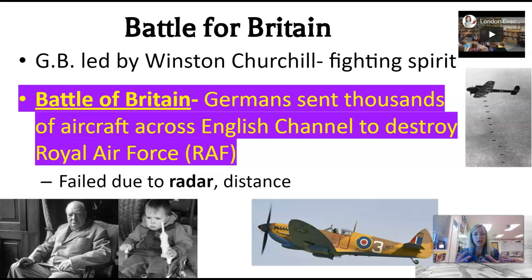Prepare for an invasion, destroy the Air Force so that Germany can actually invade by sea. However, this nifty new invention for Britain is going to foil these attempts, called radar. Additionally, the distance that the Luftwaffe had to fly in order to bomb Britain becomes an issue. And for the first time, if you're into aviation history, this is when you have a lot of dogfights. So the Battle of Britain, as much as they wish they could have destroyed the Royal Air Force and many of the naval bases, they are unable to do so.